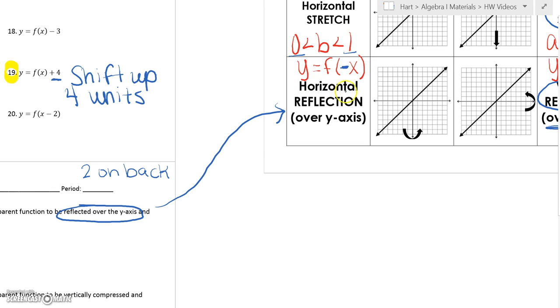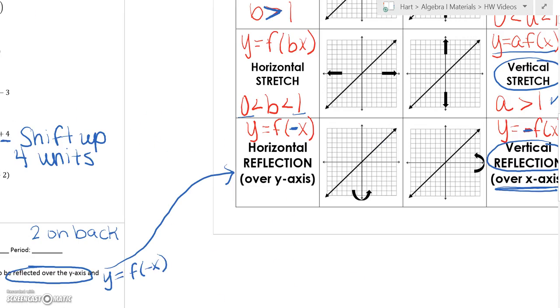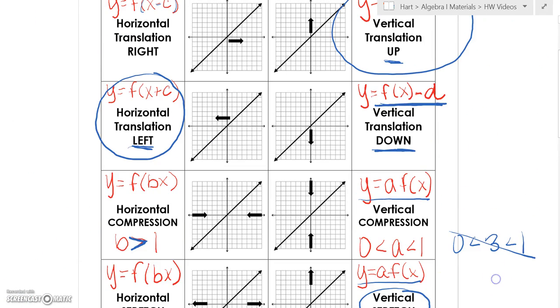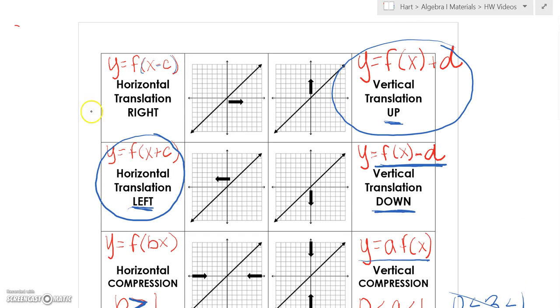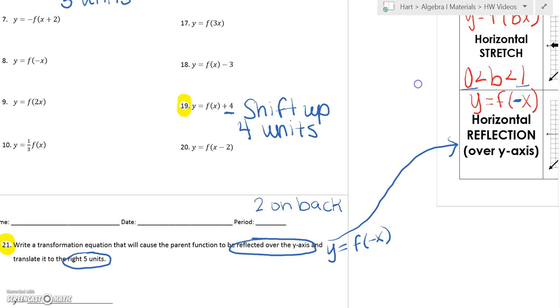So the equation for that is y equals f of negative x. But then we also have to move it to the right 5 units. So we're looking for the one that says the right, which is up here. So that's y equals f of x minus c. But instead of c, we know it's 5 because it tells us 5.